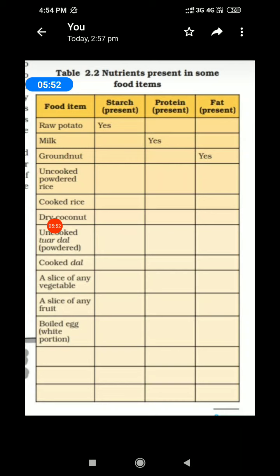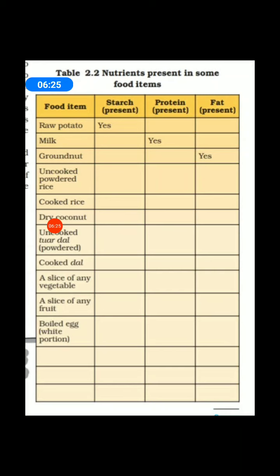Okay. Then next one, milk. Milk: absence of starch, presence of protein, presence of fat. Next, groundnut. Groundnut also, presence of protein, presence of fat. Then uncooked dry rice. Uncooked dry rice, presence of starch, absence of proteins and fat. Then cooked rice. Cooked rice, presence of starch, so you write yes. Absence of proteins and fats.